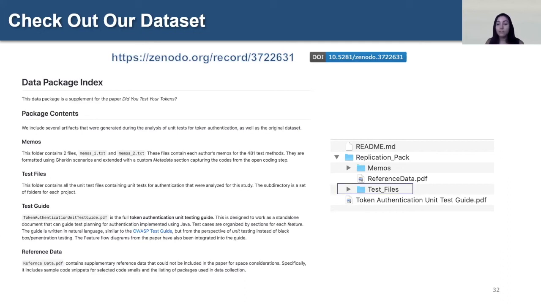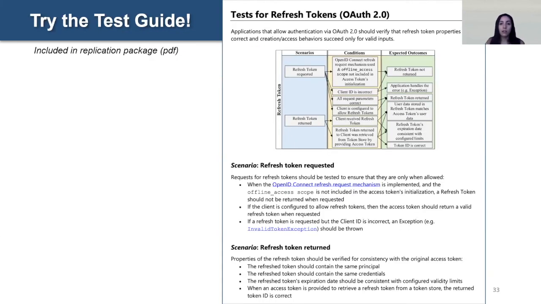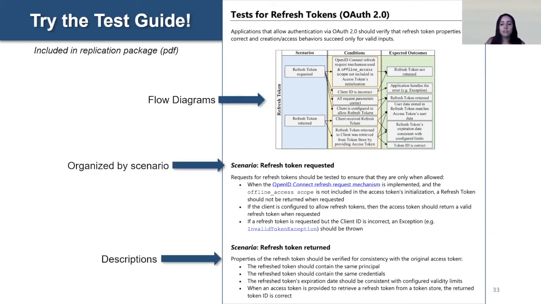It includes all of the test files analyzed, organized by the project they came from, as well as the memos from both of the reviewers. Also, we encourage you to try out the test guide. Take a look at it. This is just a sample for the refresh token feature, but it includes the flow diagram. They're organized by scenario. Descriptions and rationales for writing the tests are provided, and all the test cases are written in natural language. And the language used is general so that it should be applicable even if Spring Security is not being used.